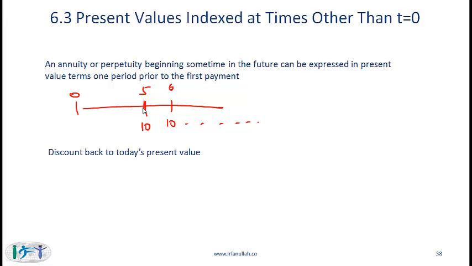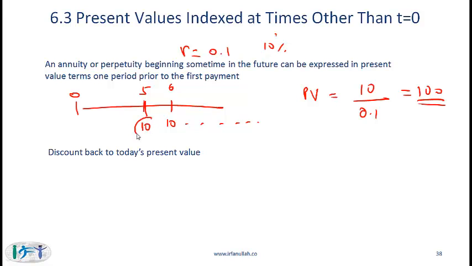The question is, when we use the annuity formula, or actually in this case the perpetuity formula, the present value is equal to the amount A, or the payment, which is 10, divided by the discount rate. Let's say that our discount rate now is 0.1 or 10%. So the present value is 10 over 0.1, which is 100. This present value of 100 is one period before the first cash flow.